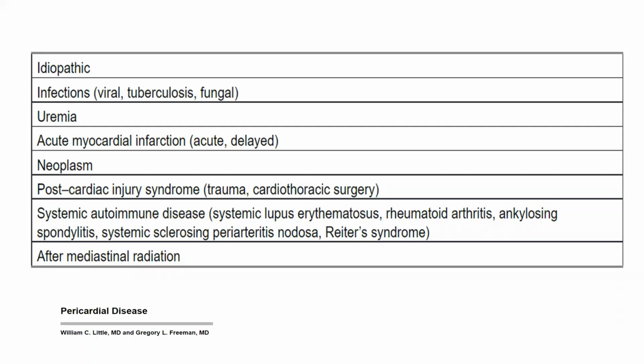The most common cause of pericarditis is by far and away idiopathic, followed by infection, uremia, acute myocardial infarction, which could be acute or delayed, neoplasm, post-cardiac injury syndrome, and autoimmune disease, SLE, and all of that. Now, this acute myocardial infarction, you can have it acute or delayed. Acute meaning within a few days, usually 3 to 7 days after the myocardial infarction.